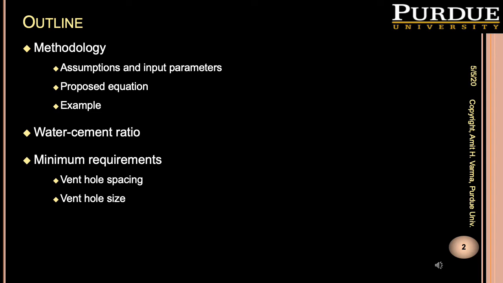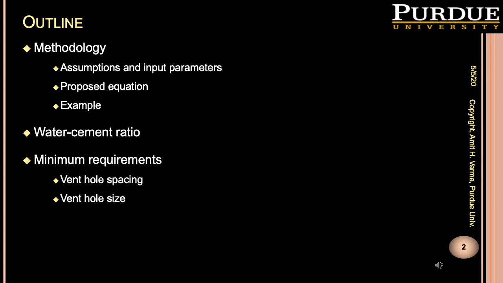In this module, I'm going to talk about the methodology that we've developed, the assumptions and input parameters that go into that methodology, and then I'll talk briefly about the proposed equation and use that equation to solve an example case of a typical wall and come up with detailing requirements for vent holes. I'm also going to talk briefly about the important factors that need to be considered, the water cement ratio, and then based on our studies, what are the minimum requirements we believe need to be provided.